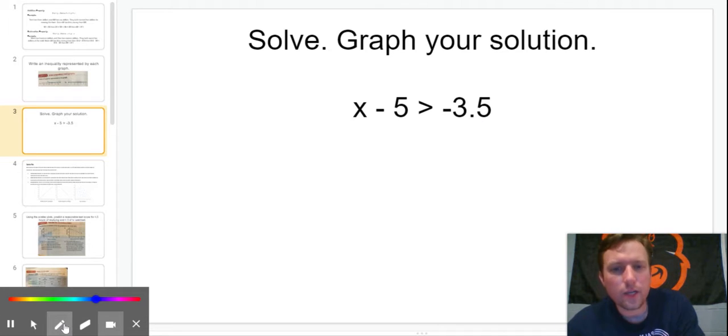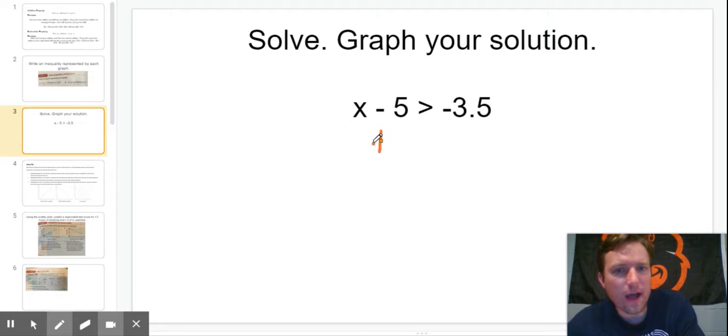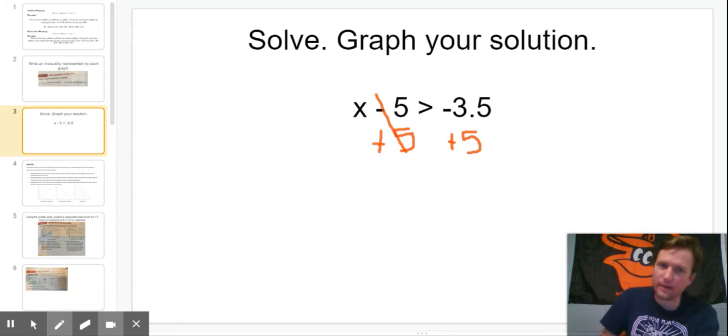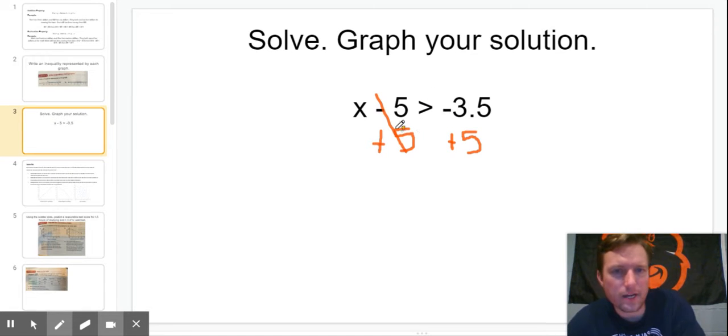Well, you are going to add 5. Because if you add 5 to this side, that would cancel it out because I am taking away 5. I'm going to add 5, and I'm going to add 5 to this side. Okay, right? Just like solving an equation. Now, I know that we have the greater than sign here, but just like an equation, whatever you do to the one side, you do to the other.